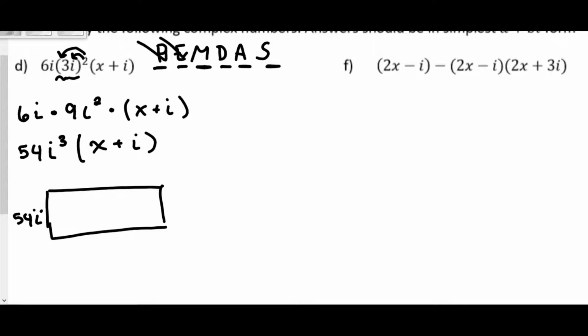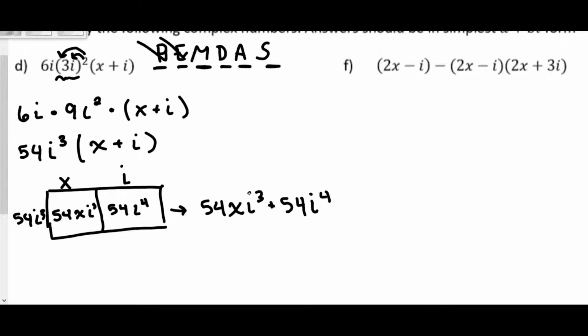So 54i cubed goes on the side, x, and i. 54i cubed times x, that's just 54x i cubed. 54i cubed times i, well, i cubed times i would give me i to the 4th. So we have 54xi cubed plus 54i to the 4th.